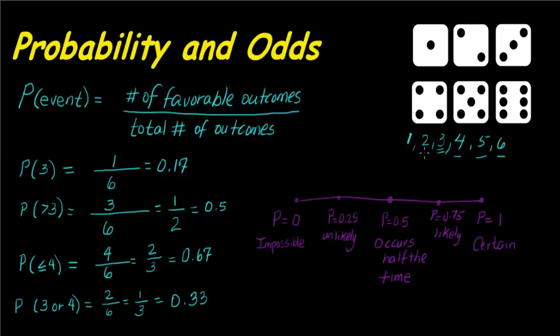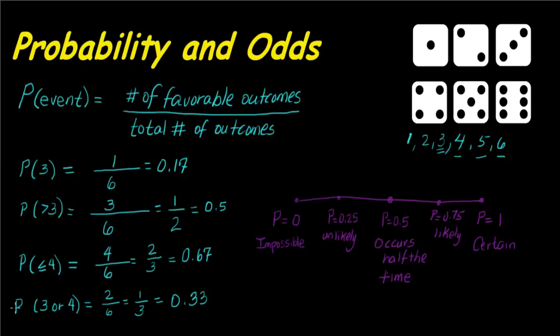So how many favorable outcomes do we have? We have 1, 2, 3, 4 favorable outcomes. And that's what I wrote right here, 4. And we divide it over the total amount of outcomes. We can simplify 4 over 6 as 2 over 3. And you can divide with your calculator and you'll get 0.67.